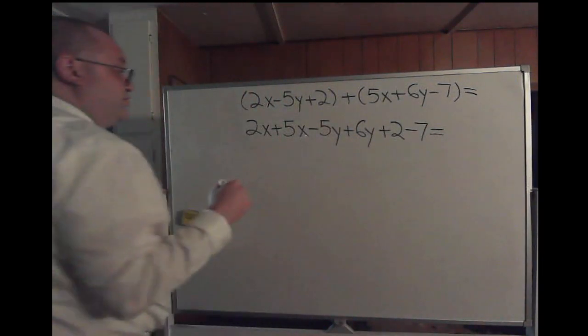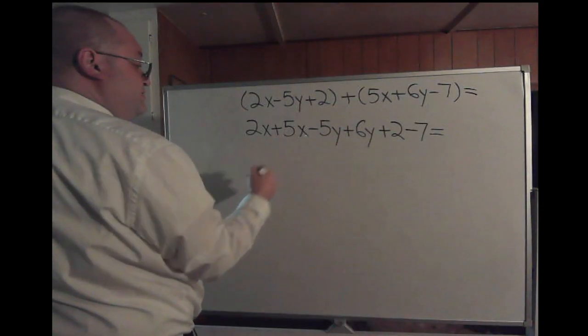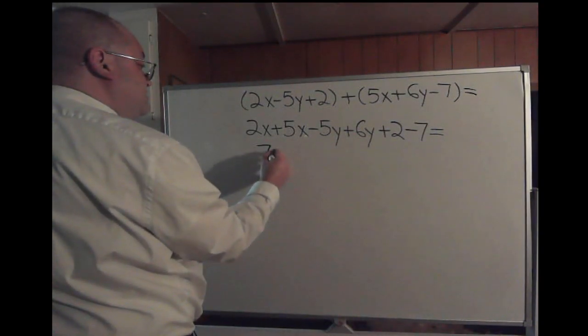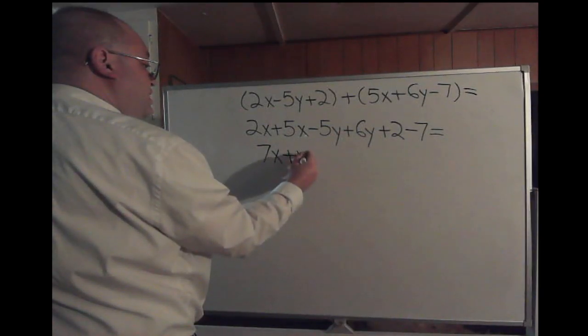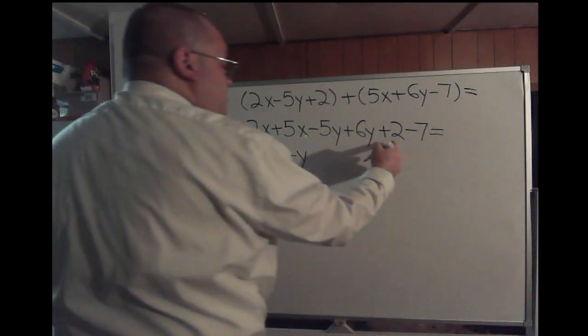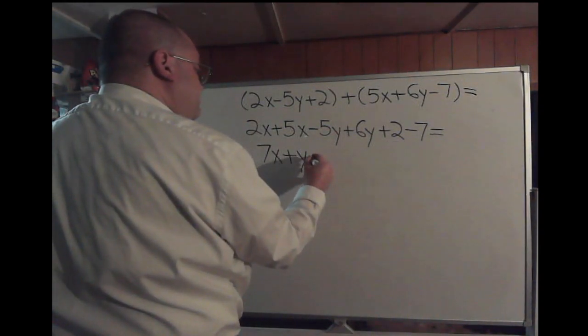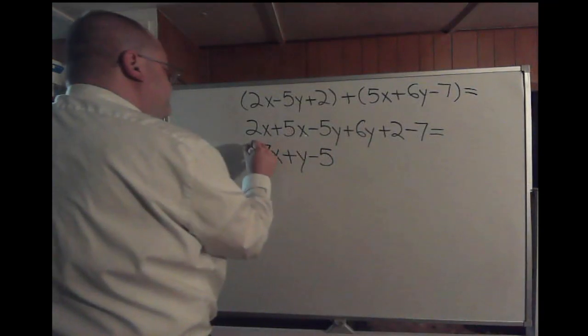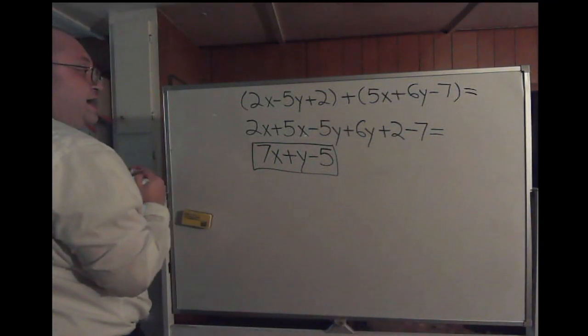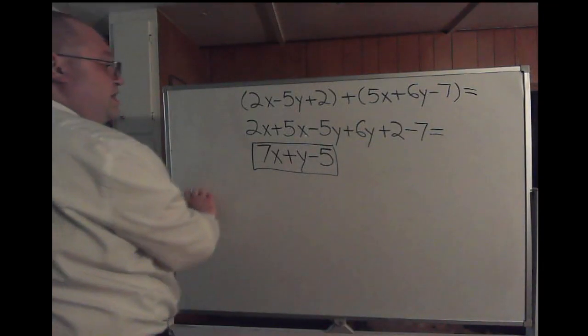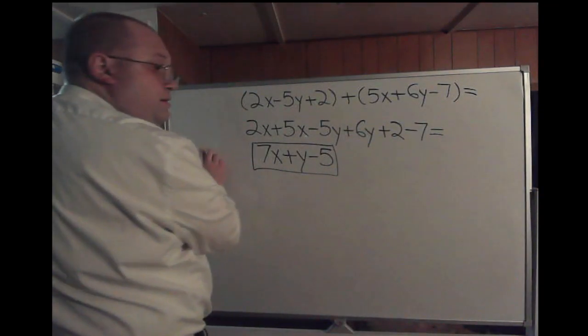So now we're going to go through and simplify this. 2x plus 5x, well that's 7x. Negative 5y plus 6y, that's plus 1y, or just plus y. Then you got positive 2 minus 7, that'd be negative 5. So the answer you get should be 7x plus y minus 5. That's exactly what you should get.